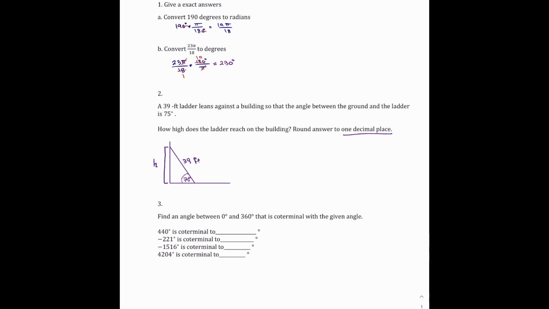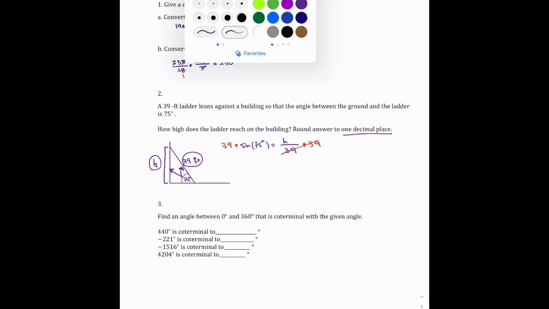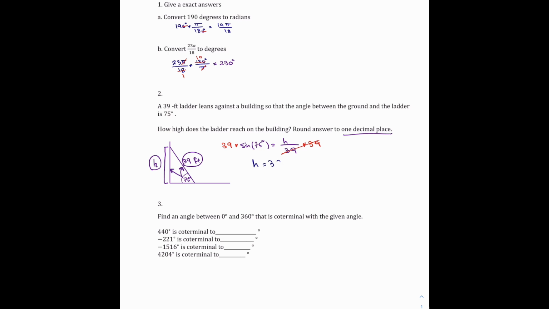So now, looking at the given angle, 75 degrees, and the relationship between what we need and what we have, we have an opposite and we have a hypotenuse. Opposite over hypotenuse is basically sine of the angle. So we're going to say sine 75 degrees is equal to opposite over the hypotenuse, 39 feet. Now to solve for h, we're going to multiply both sides by 39 to remove 39. And that will cancel 39, and we will have h is equal to 39 times sine 75 degrees.